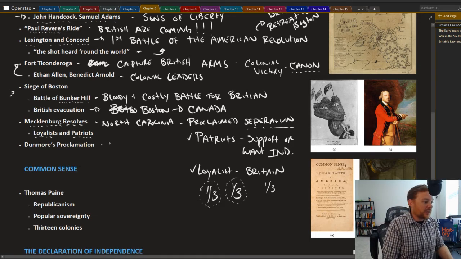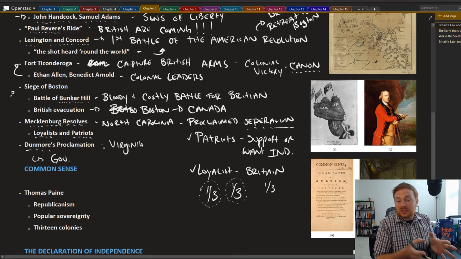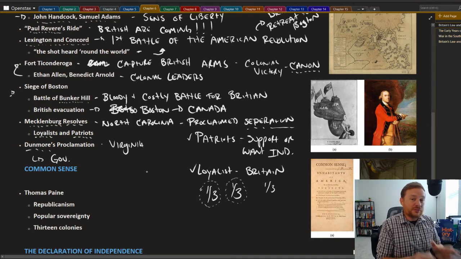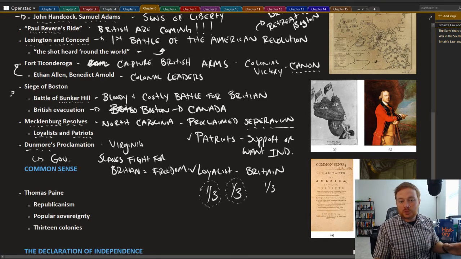In other places like Virginia, Dunmore, who was the governor of Virginia, again sensing that there was conflict on the horizon, Lord Dunmore proclaims that if any slaves fight for Great Britain, slaves that fight for Britain, they will be given their freedom. So any slaves that fight for Britain will be given their freedom.